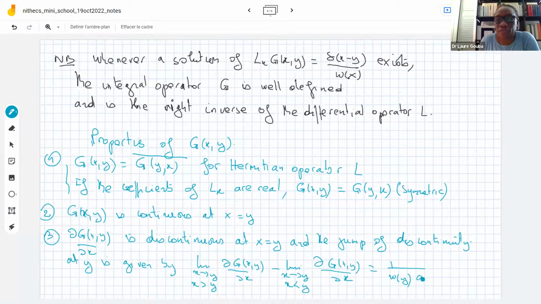A is the coefficient of the second order derivative with respect to x. So these are three properties of the Green function that I state here, but that I don't demonstrate, because the demonstration of those three properties could be the whole mini course, but you can find the demonstration in the book of Dennery that I mentioned as a reference.